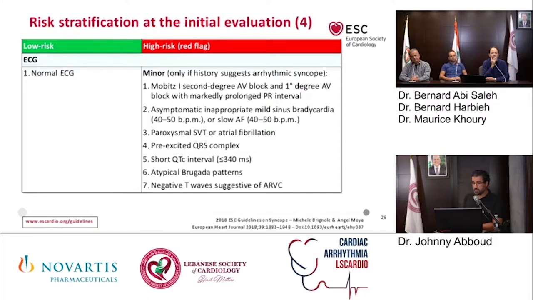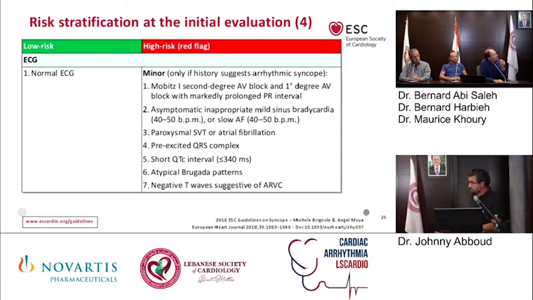Other minor high-risk features: Mobitz 1 second degree AV block and 1st degree AV block with markedly prolonged PR interval, only if the history is suggestive of arrhythmic syncope in this condition. If you have borderline heart rate 40 to 50 or slow AFib 40 to 50 in the ventricle. If you have paroxysmal SVT or atrial fibrillation, pre-excited QRS, short QT interval, atypical Brugada patterns, type 2 or 3, or negative T waves suggestive of arrhythmogenic right ventricular cardiomyopathy. So we can have a lot of information from the EKG.